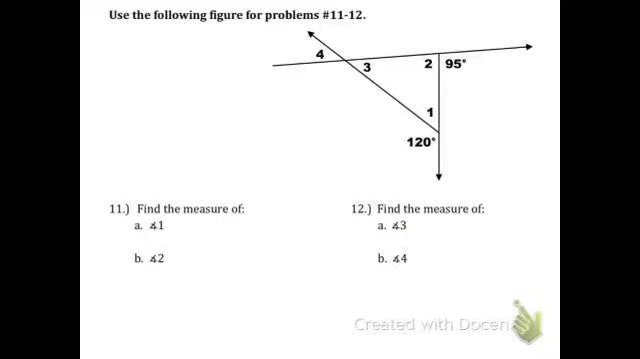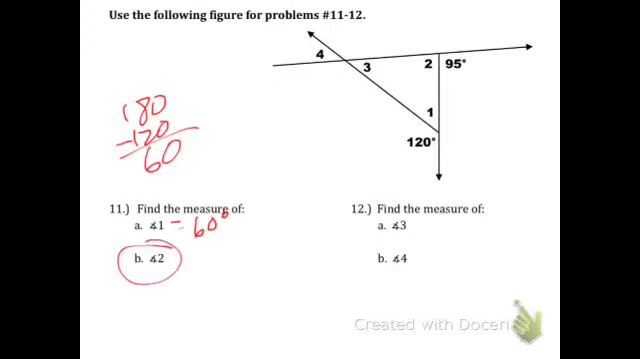Moving on to the next part. On this one, you have 2 bits of information about the angle measurements, but you also have these straight lines here, and those give you linear pairs. So if you're trying to get angle 1, that's a linear pair with 120. So these two add up to make 180 degrees. So if you want to get angle 1, you just take 180 and subtract off the 120, and you get the measure of angle 1, which is 60 degrees.